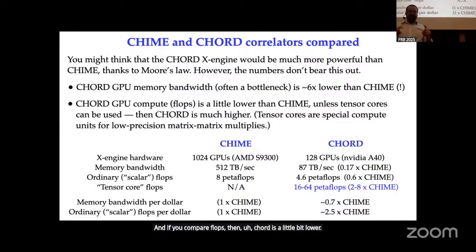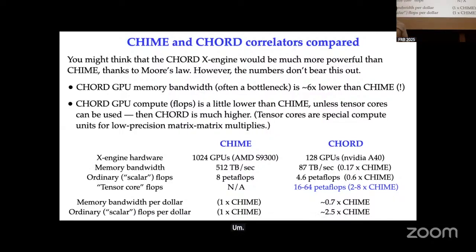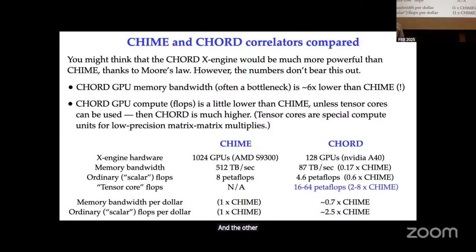That's if you use ordinary instructions, but if you use these special tensor core instructions, then CHORD is much higher. Tensor cores are little specialized compute units on new GPUs that do low precision matrix multiplies, like float16. There are really two keys to performance. One is minimizing memory bandwidth at all costs, and the other is figuring out how to use tensor cores, including in situations where they're not really intended to be used.